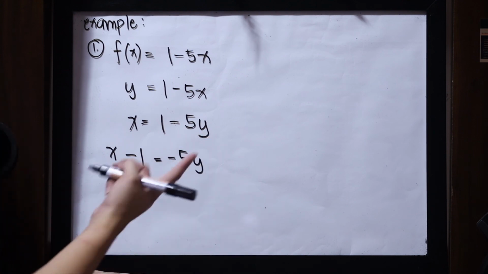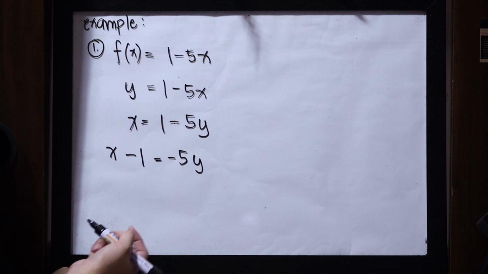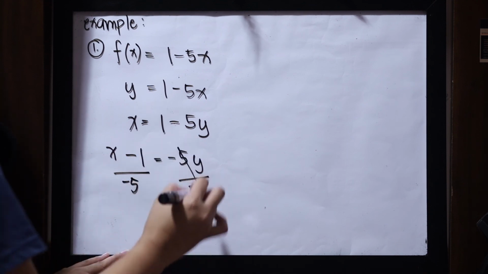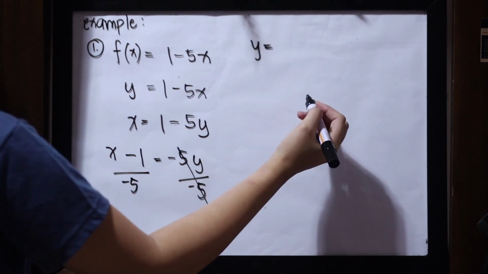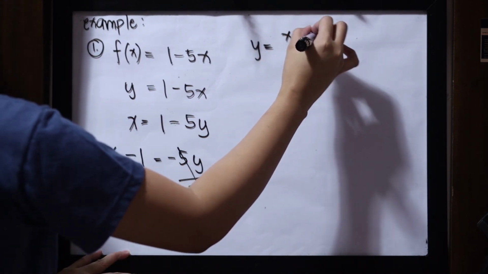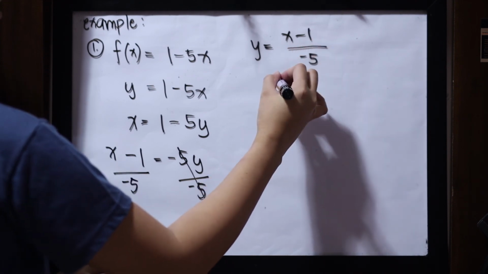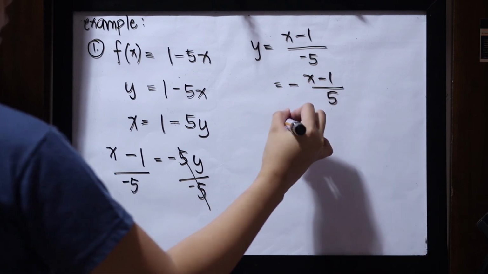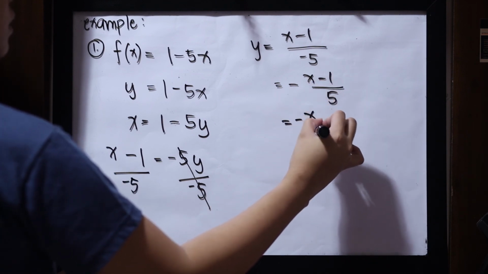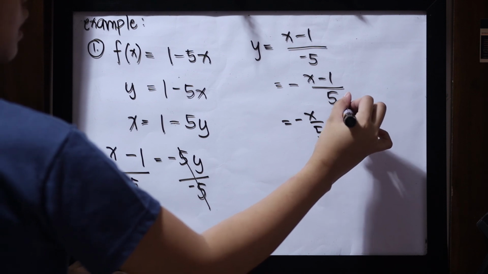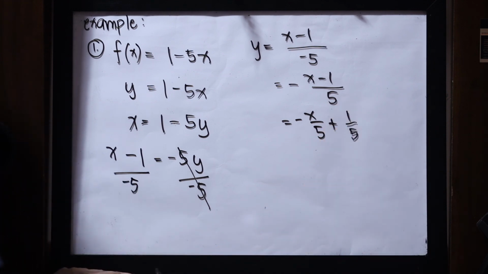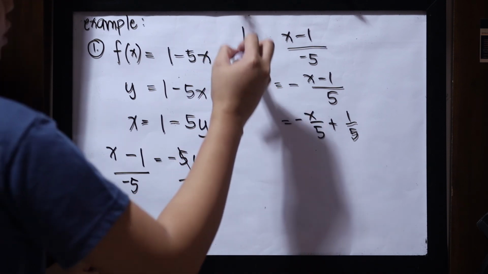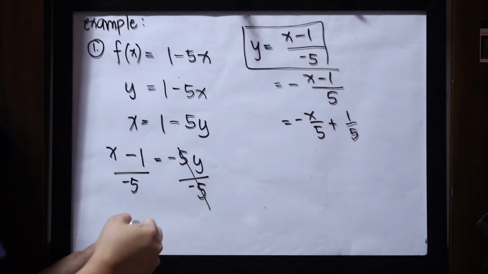Next, for us to solve for the value of y, you divide both sides by negative 5. So, dividing both sides by negative 5, ayan na. Our value of y will be x minus 1 all over negative 5. Or you can also write this one as negative x minus 1 all over 5. O kaya naman pwede ding negative x all over 5 plus 1 over 5. So, kahit alin dyan ay tama po yung sagot ninyo. So, pwedeng hanggang dito na lang, okay na yan, wala nang problema.